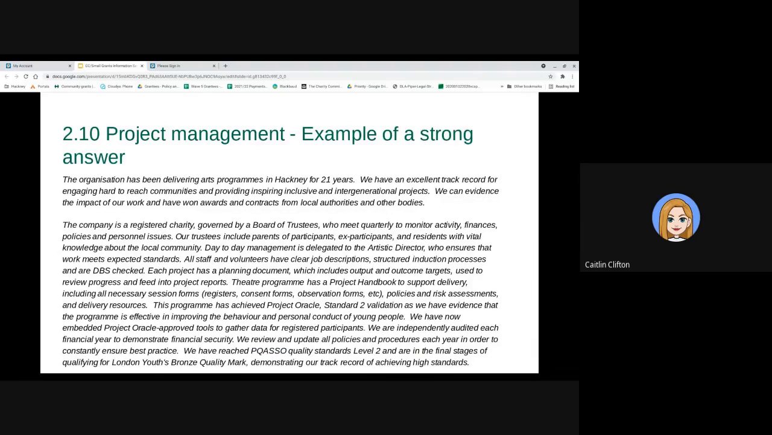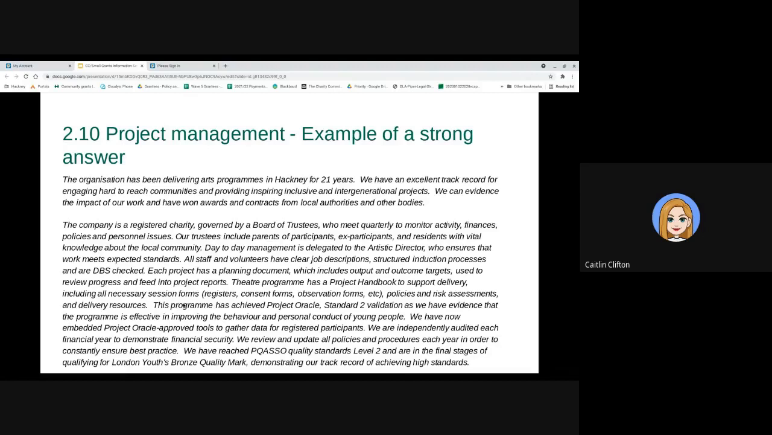This is an example of a strong answer, and I did have to cut this down a little bit just to fit it on the slide, but I think it still clearly is a strong answer. It shows their organization's background in the field. It talks about the relevant skills and experiences of their staff, their volunteers, and their trustees to manage the project. They give information on how their projects are managed, and they link in with some governance structures such as auditing and their quality marks down here. And that demonstrates that their management practices are verifiably good.